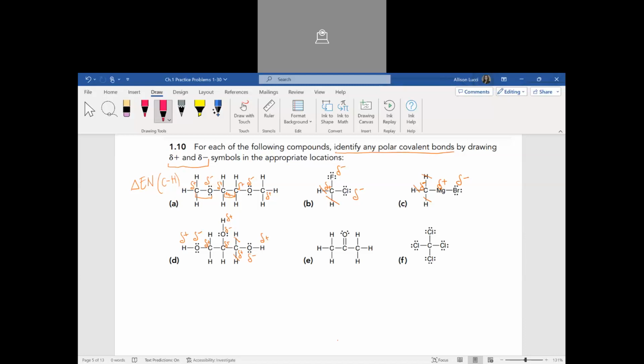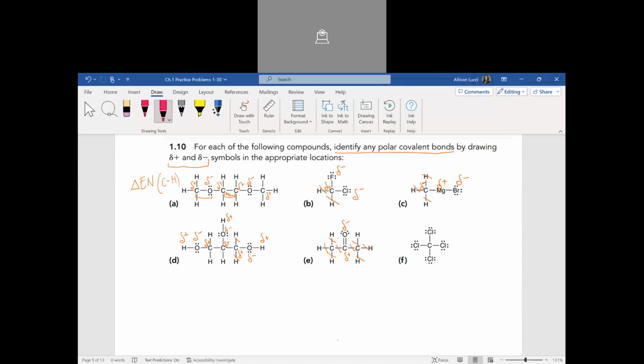Molecule E, we'll look at the same considerations as before. Carbon to hydrogen, all of these bonds are nonpolar. Carbon to carbon, same thing. So really we have this carbonyl here, this carbon double bonded to oxygen, and that will exhibit a partial positive charge on this end, partial negative on that end.